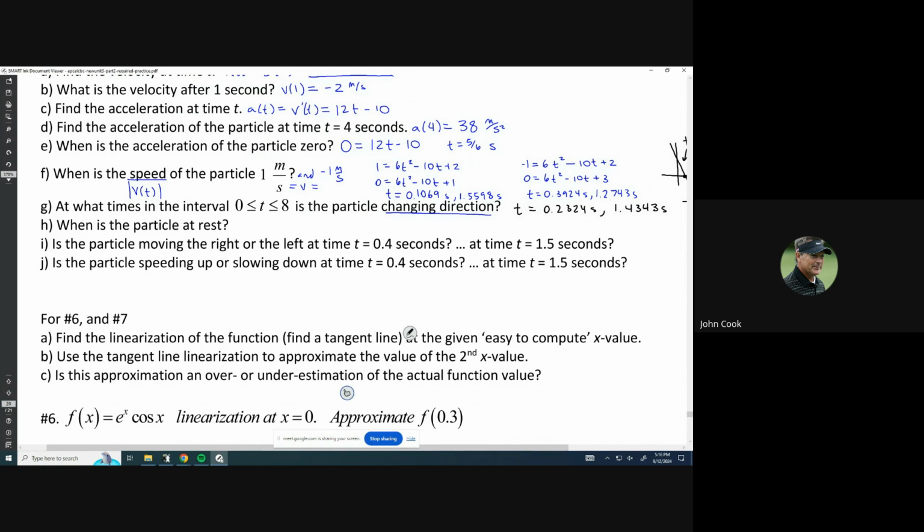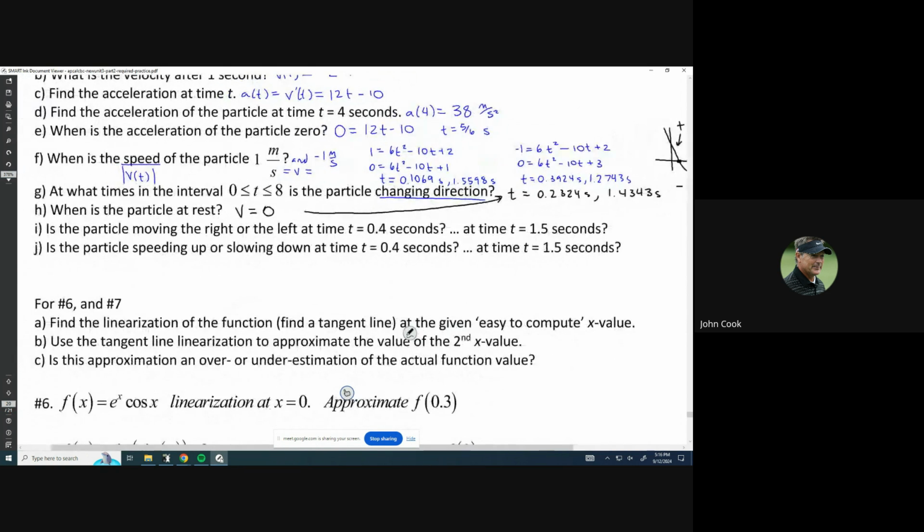And then when the particle is at rest, that's when the velocity is equal to 0. And I just found those points, so it's the same ones. It's at rest technically for a moment, just that one instance, and then it's different.